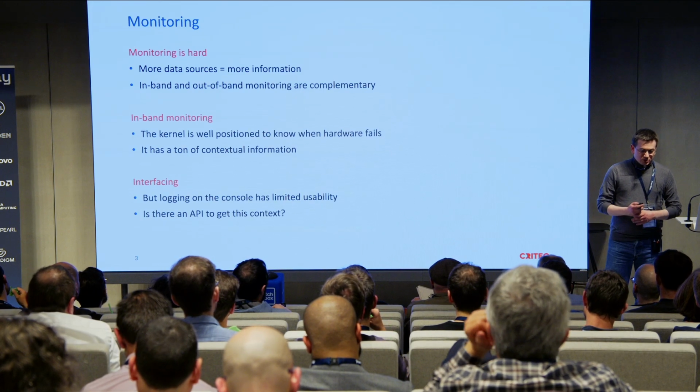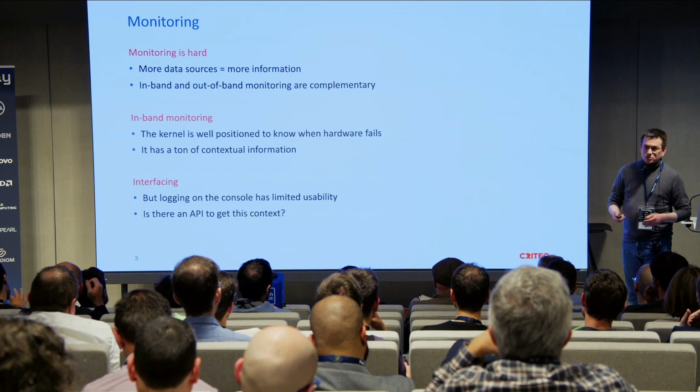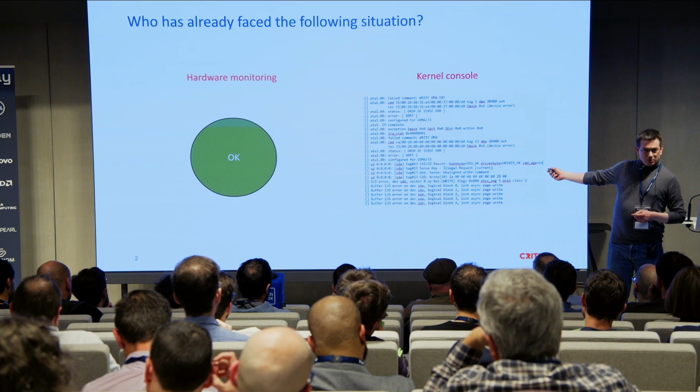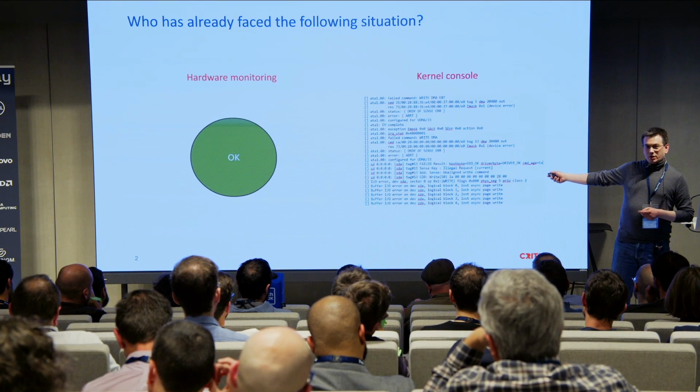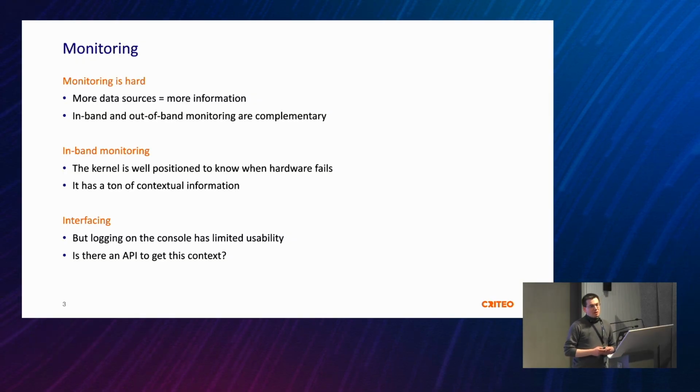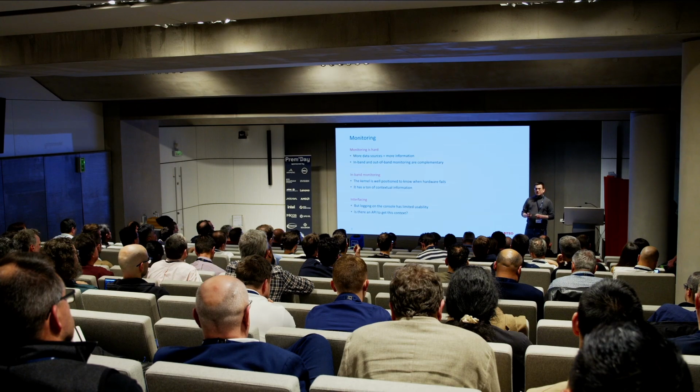We're going to talk about inbound monitoring here, and the kernel is a good place to get this information. It's at the interface between the software and the hardware, and it has a ton of context regarding what's going on. You can see that there was a ton of interesting context for debugging a hardware issue in this kernel trace. It would be nice if we could have that in some other form than just text pushed to the kernel console. Is there an API to get that? Well, the answer is no, not really.